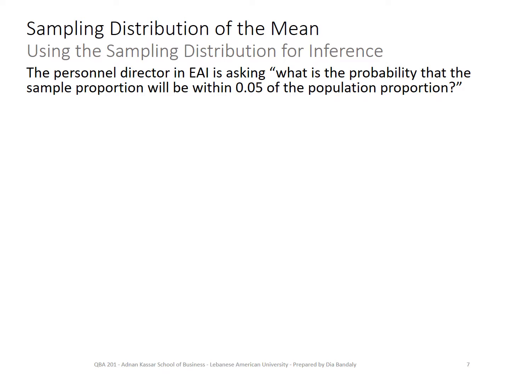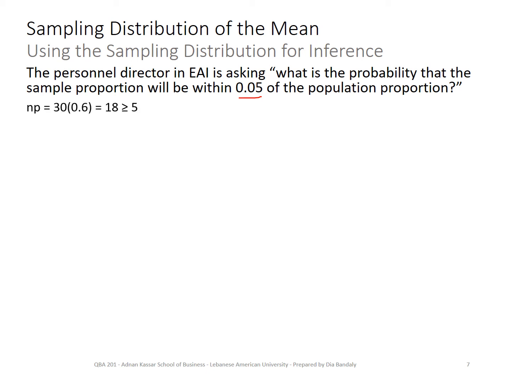All right, so let's apply that on the EAI example, where the director is wondering that when he collects a sample of 30 managers from the population and finds the proportion of that sample, what's the probability that the sample proportion is within 0.05 from the population proportion? Okay, so what do we have here?